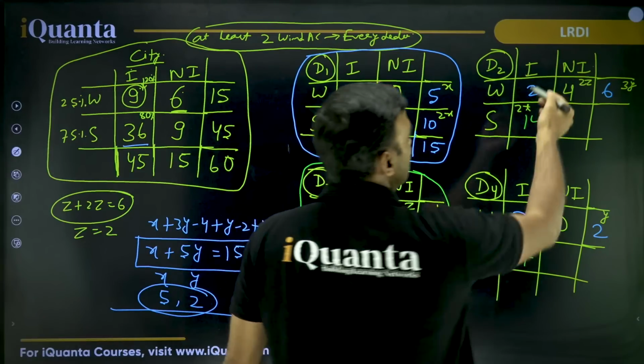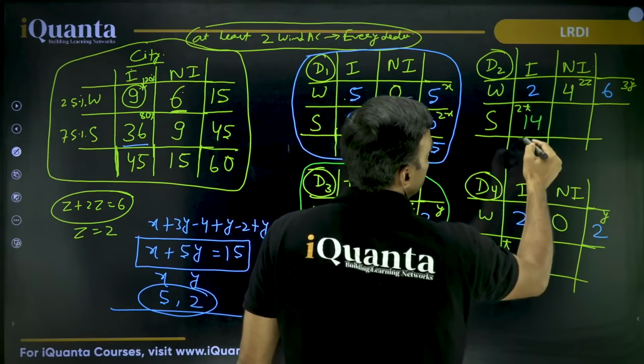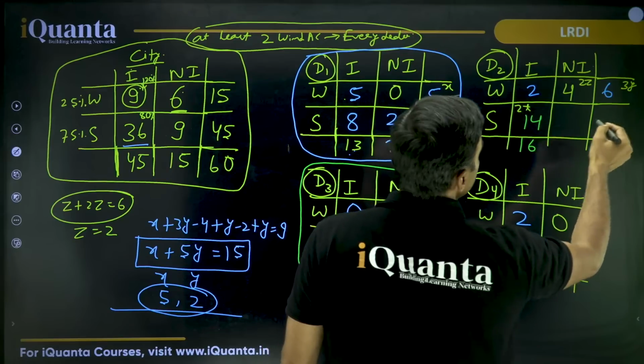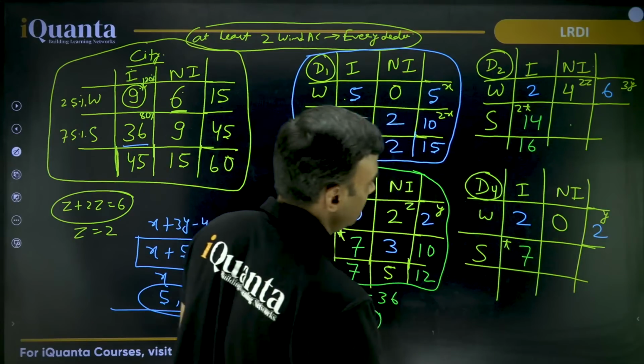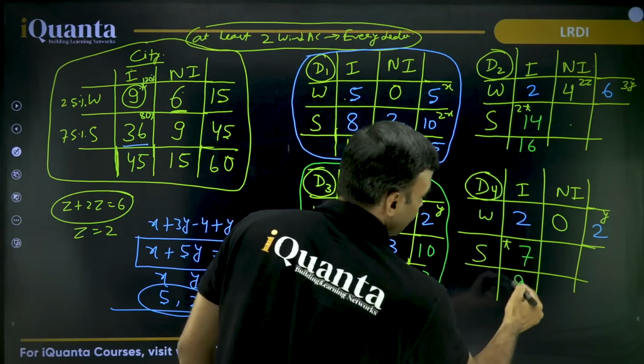Nice. What do we have for D2? 2 plus 14, that is total inverter AC in D2, 16. Can I say anything about this value? Not yet. D4, total inverter AC 2 plus 7, 9.